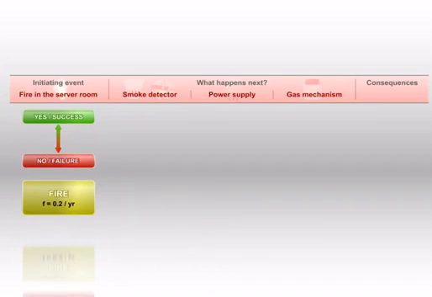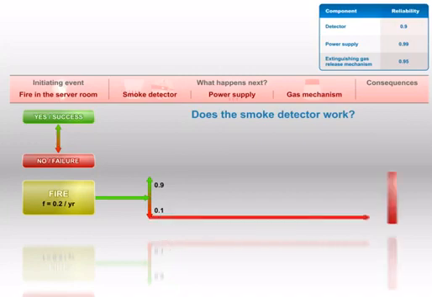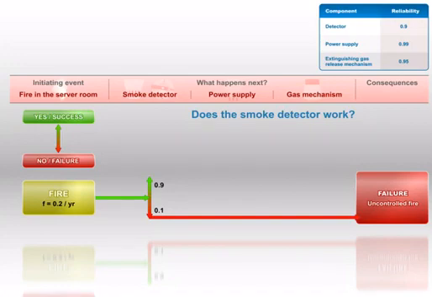So in this case, we ask, does the smoke detector work? If the answer is yes, the reliability data we are given indicates the probability is 0.9. If the answer is no, we can calculate the probability of this as 1 minus 0.9 equals 0.1. If the smoke detector doesn't work, then we move straight to the consequence of this failure, which would be an uncontrolled fire.